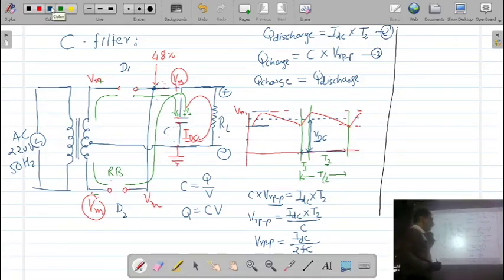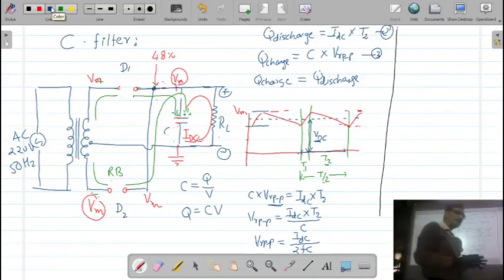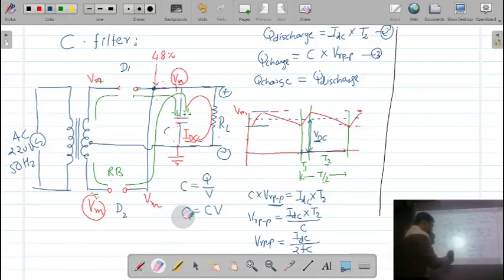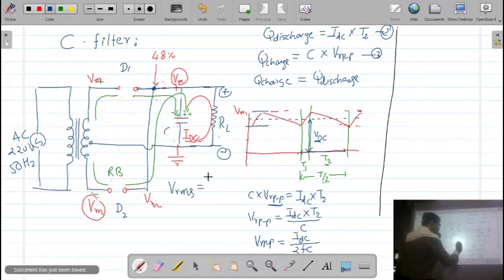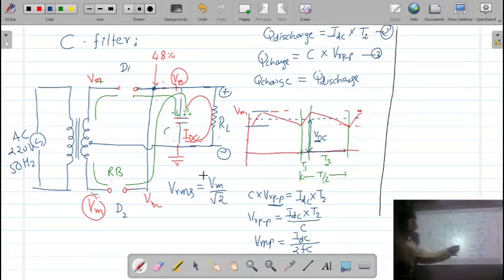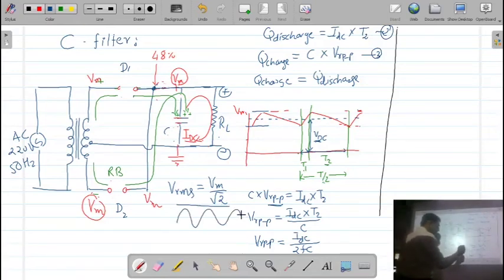Remember, here, do you know what is the relation between the RMS value and the peak value? In 12th standard, you have already learned that VRMS is given by Vm divided by root 2. Means the peak value divided by root 2. That is giving the RMS value.